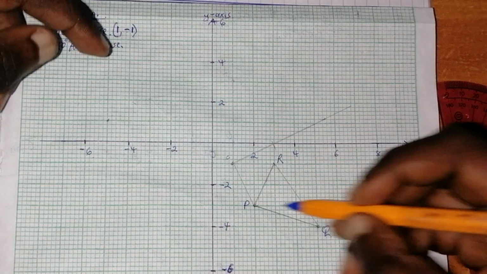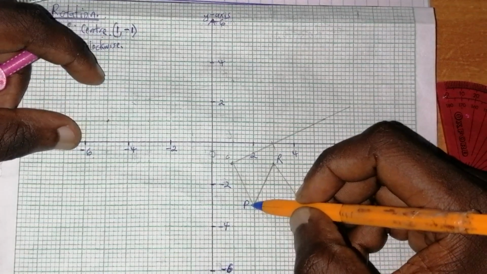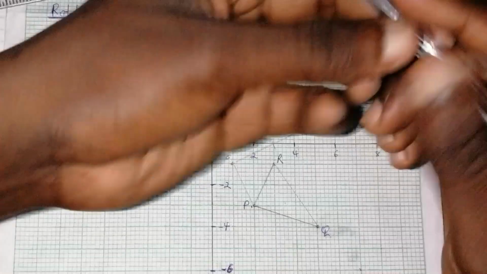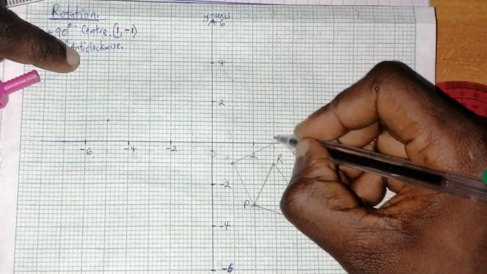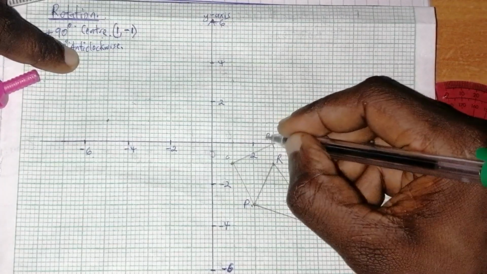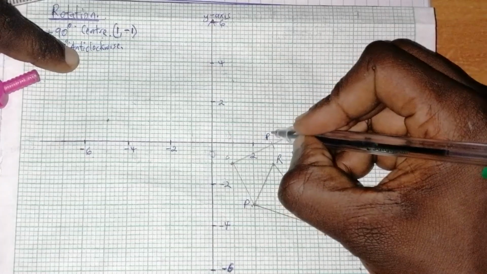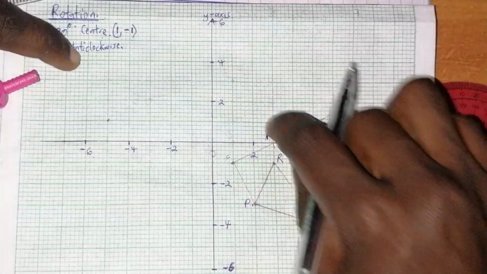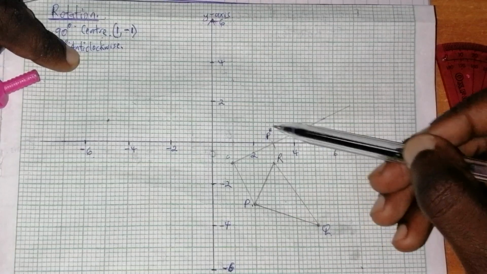And therefore, point P, when it is rotated, we'll call this P double prime. Point P double prime, when we rotate it, will be here. So this will be point P double prime. This is where the rotation is.